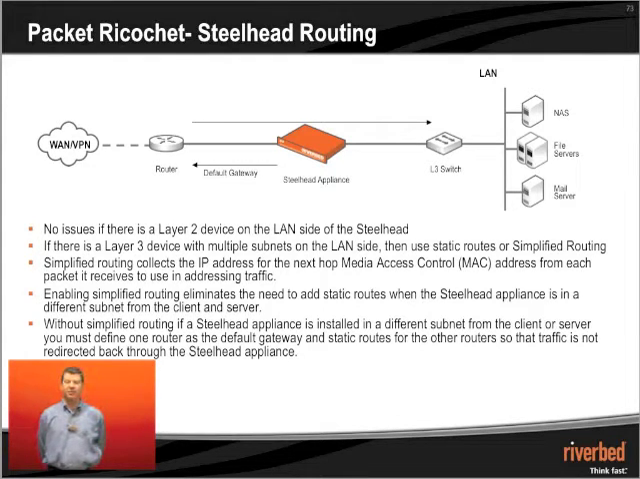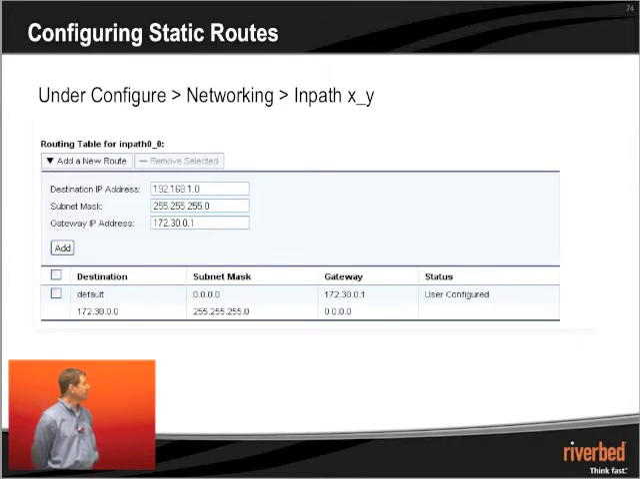To avoid this problem, we can do either of two things. We can configure static routes, or we can turn on a feature called simplified routing. Static routes are configured under Configure Networking and then the in-path interface. We list the different subnets and the physical gateway that we use to get there.